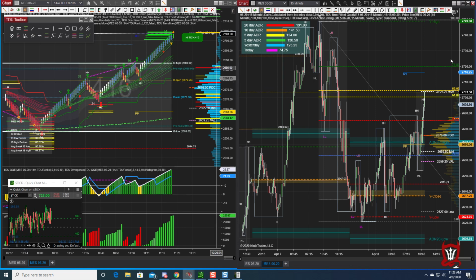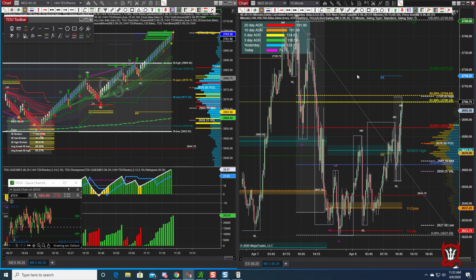Well, it's not much better anywhere else. RTY and Nasdaq are doing the same thing, all up at golden zones. Everybody's at golden zone. Surprisingly, gold just does not want to break that.